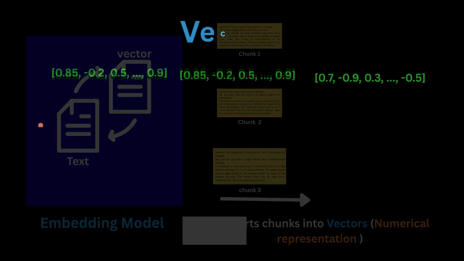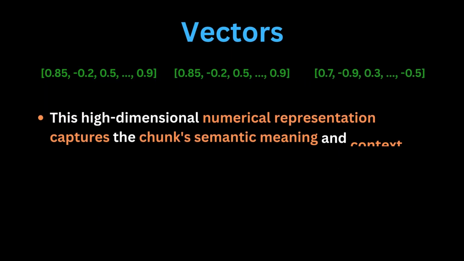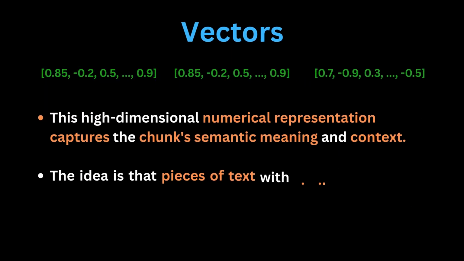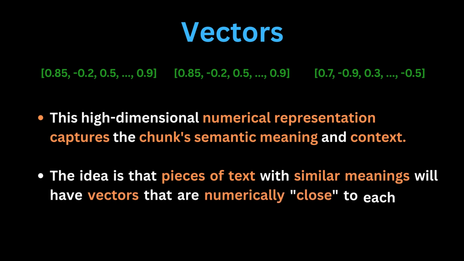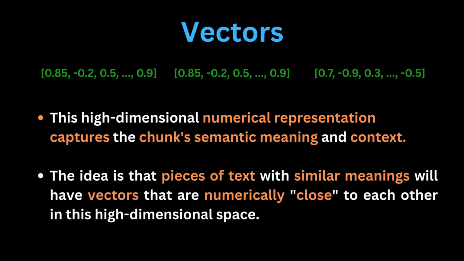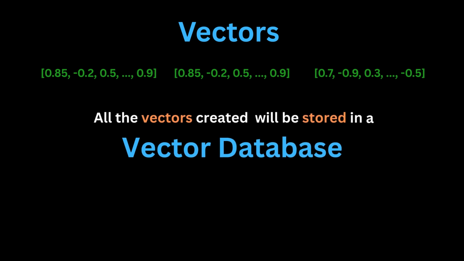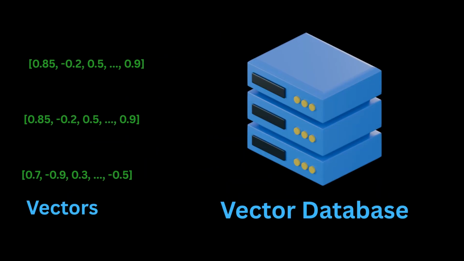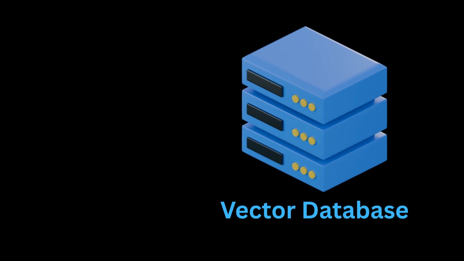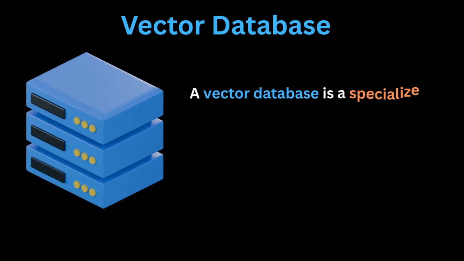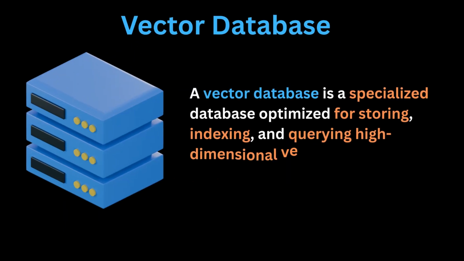These vectors are high-dimensional numerical representations that capture the semantic meaning and context of the text. The interesting part is, pieces of text with similar meanings will have vectors that are numerically close to each other in this high-dimensional space. All of these generated vectors are then stored in a vector database. A vector database is a specialized database designed specifically for storing, indexing, and quickly searching high-dimensional vectors.